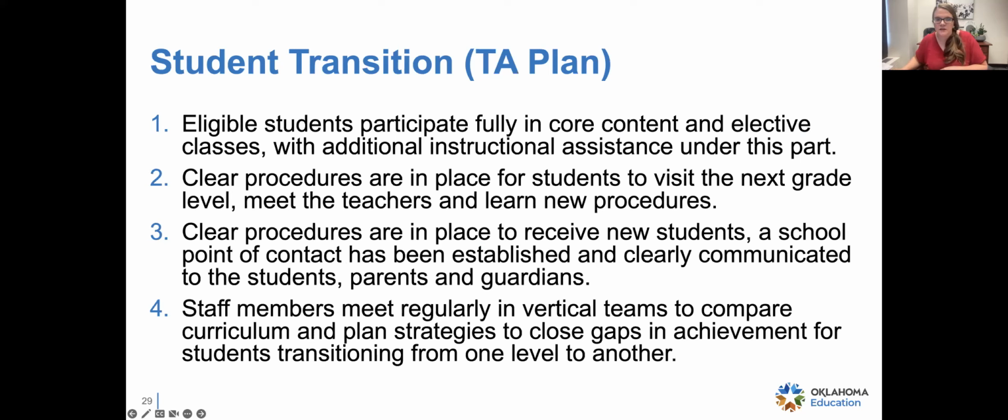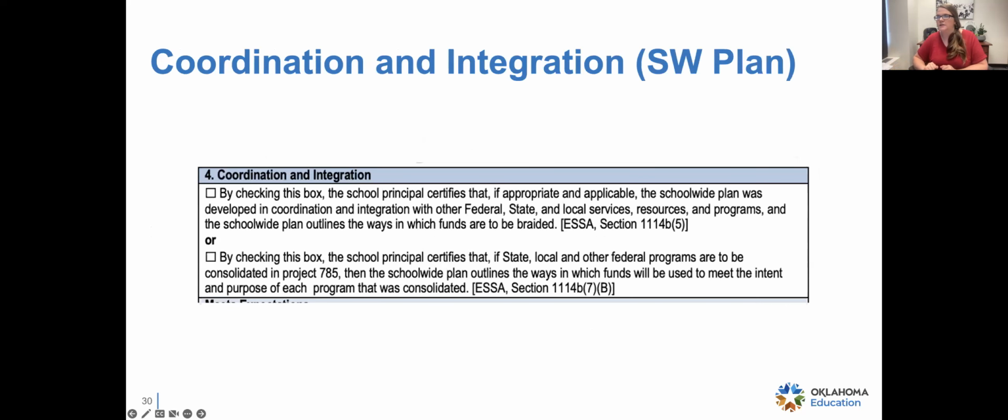Okay, so the next section is coordination and integration. I would say this portion of the plan is the same in Title I and targeted assistance. I would say that it is probably the most complicated portion of the school-wide plan. It trips people up. So if you are coordinating, braiding, or blending funds, this is the portion of the plan that you would identify that.